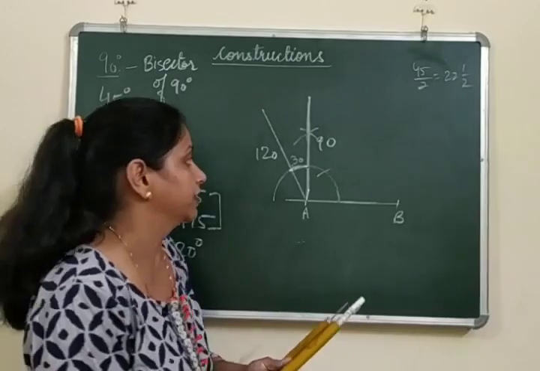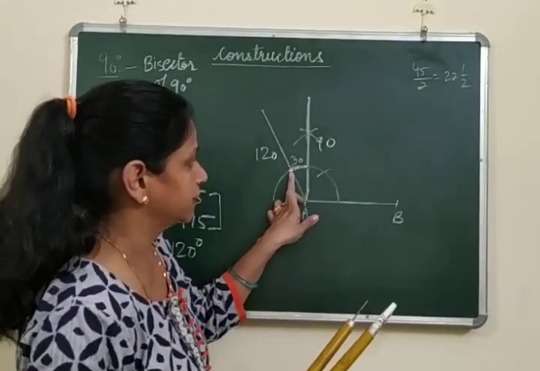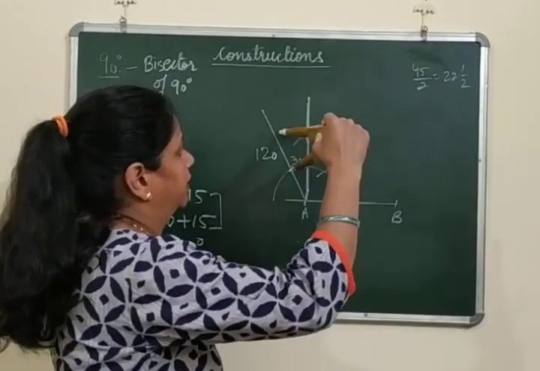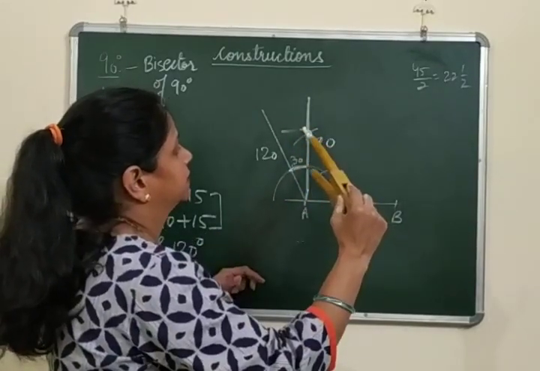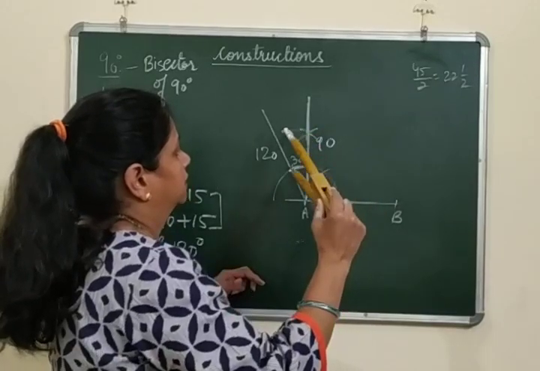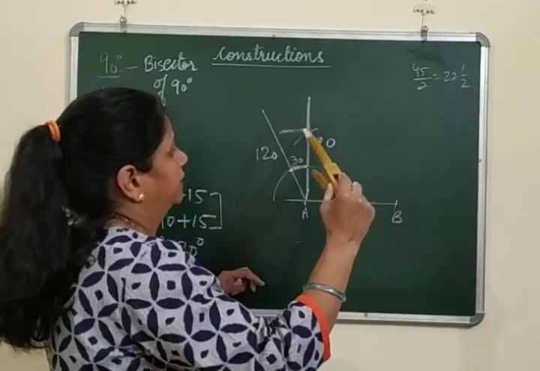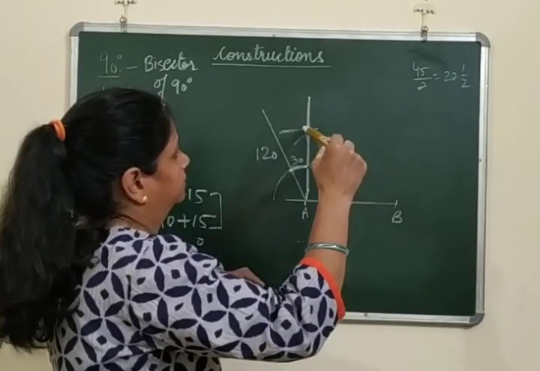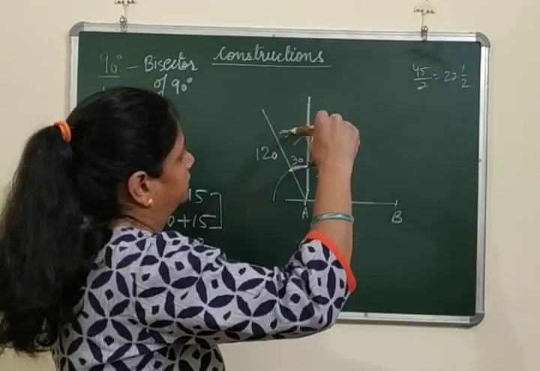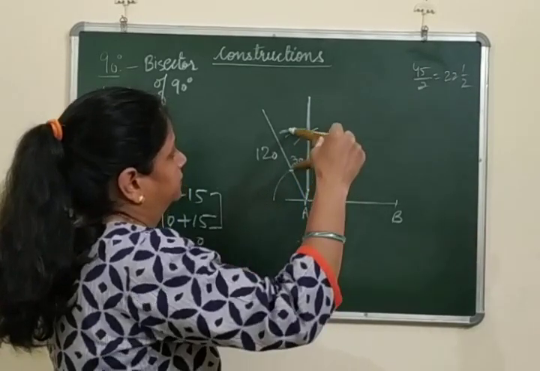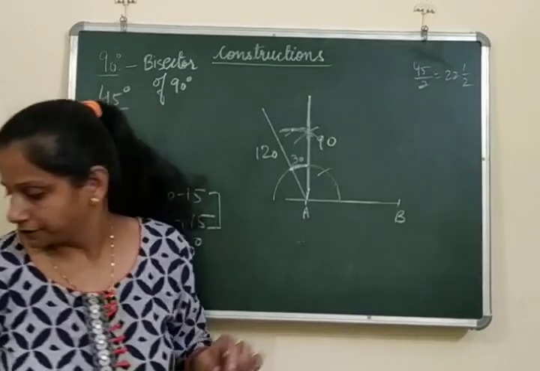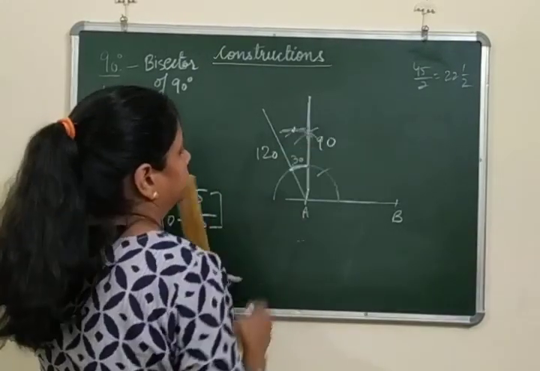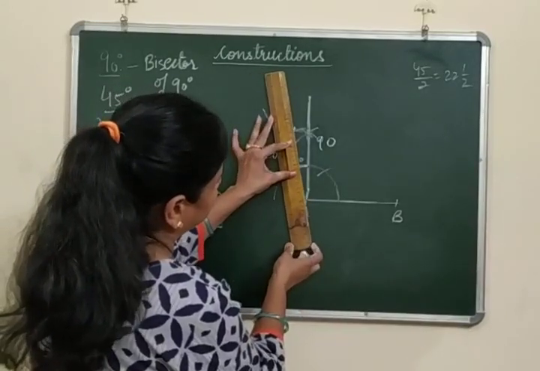Bisector के लिए what we have to do is, जो 2 ये points हैं, this point and this point, we keep it here, make an arc like this, same radius, keep it here, make another arc, थोड़ा बड़ा बनाना पड़ेगा like this, and then keep it here, and then another arc, it will be cutting over here like this. ठीक है? So we have got the point, this point join with A.